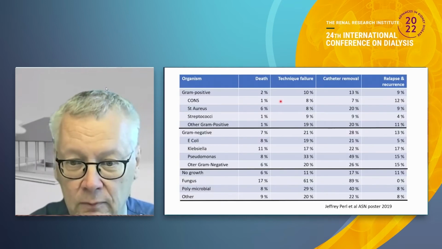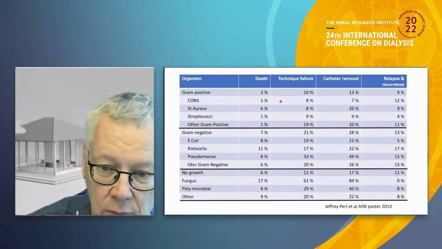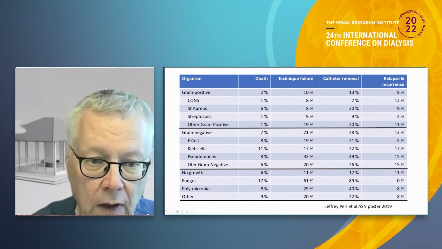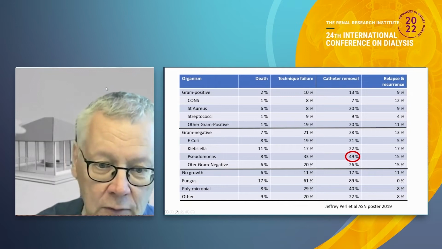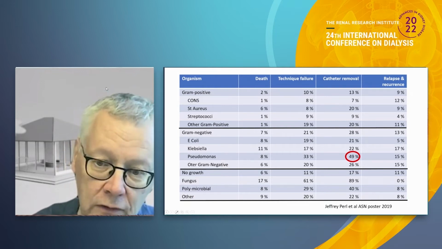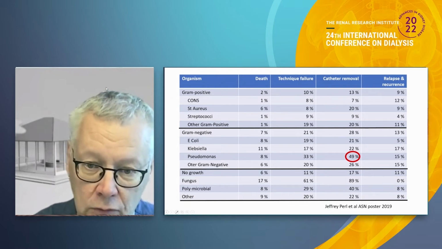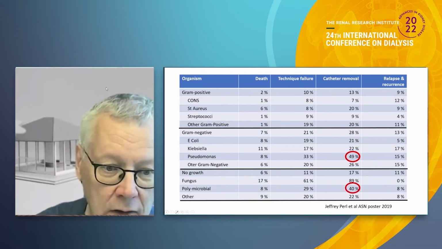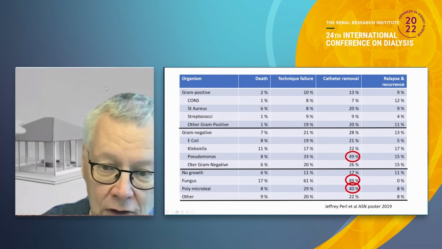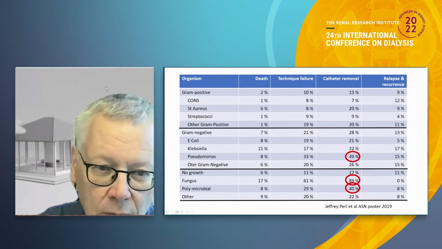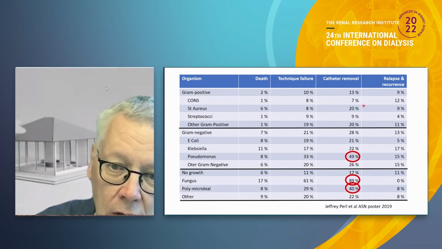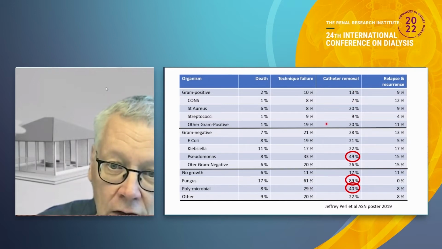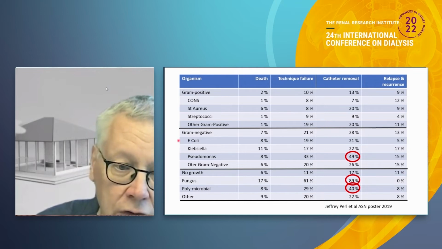And this is data from PDOPPS, and you can see here the different organisms. You can see that particularly Pseudomonas results in a high proportion of technique failure, catheter removal, relapse, and recurrence. The same is true for mycobacteria and fungus, which are the worst. But on the other hand, if you look at coagulase-negative staphylococci or streptococci, they have quite a low risk of catheter removal.